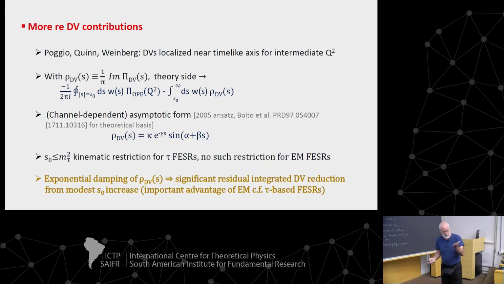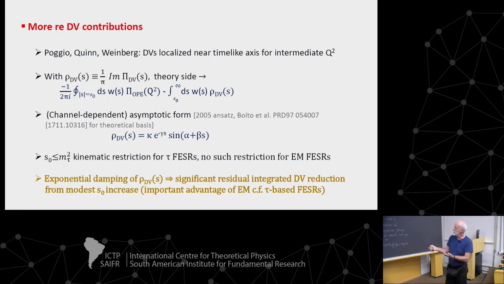Okay, so now amongst the non-perturbative contributions are, of course, duality-violating contributions. And as Santi mentioned, there's an old argument by Poggio, Quinn, and Weinberg that tells you that at intermediate Q squareds, fairly larger than lambda QCD squared but not yet asymptotic, you expect the duality violations to be localized to the vicinity of the time-like axis. And Santi actually discussed this quite explicitly in the questions there.